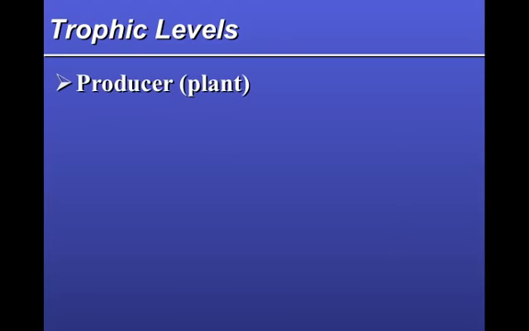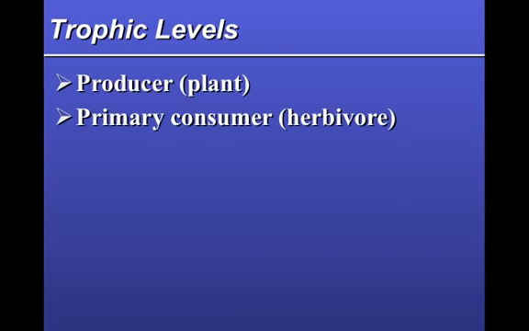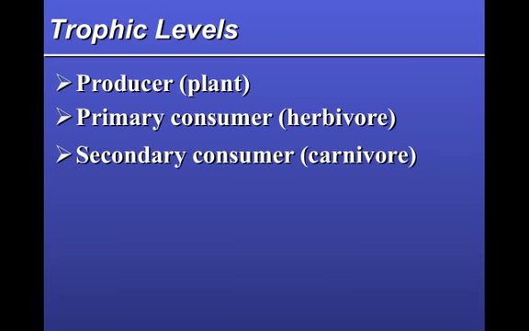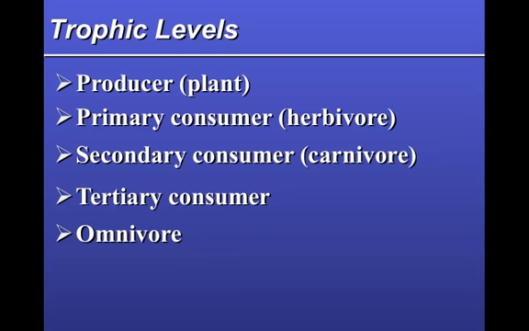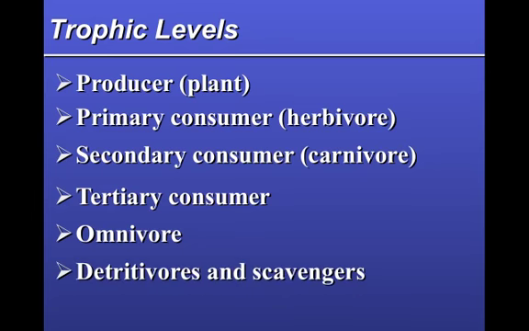Looking at trophic levels, here are some of the words that we've been using. The producer is the plant. The primary consumer is the herbivore. The secondary consumer is the carnivore. There's a tertiary consumer, which is, of course, a carnivore as well. An omnivore would be one that could be both a primary consumer and a higher order consumer at the same time. You have detritivores and scavengers.